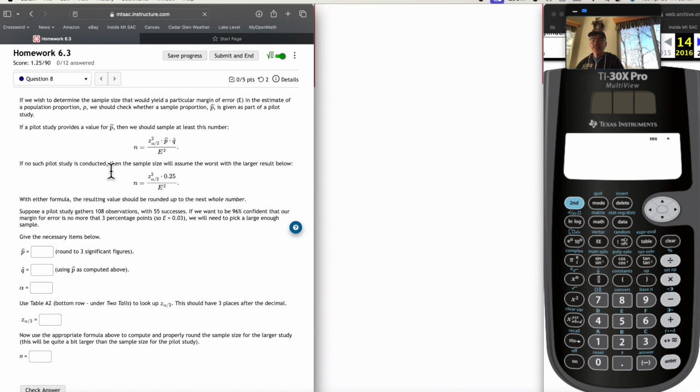If there's no pilot study, then for p-hat and q-hat, they use 50%. 0.5 times 0.5 is 0.25, and it turns out that's the biggest it can get. With either formula, the resulting value should be rounded up to the next whole number. We don't want it to be smaller than necessary. We want it to be no less than this value. Suppose a pilot study gathers 108 observations with 55 successes. That's enough to immediately compute p-hat.